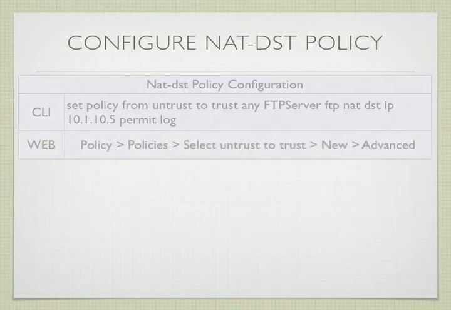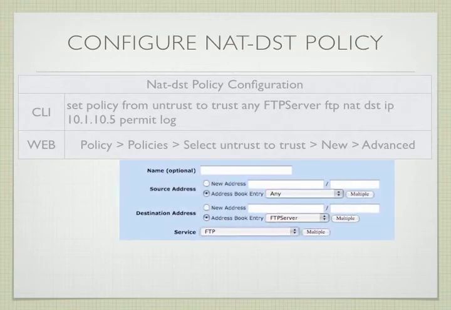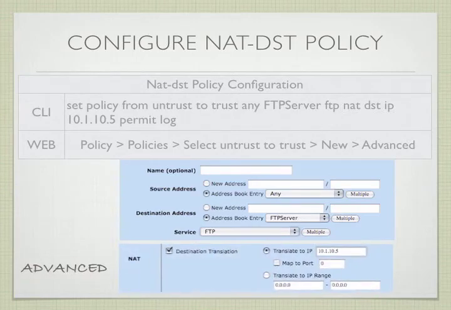We create the policy the same way we saw basic policy creation before, from untrust to untrust, a new policy, and into the advanced tab. And on the advanced tab, we are going to put the destination translation and the IP address. So that's the basic tab on the top and the advanced tab on the bottom to do the destination IP address.